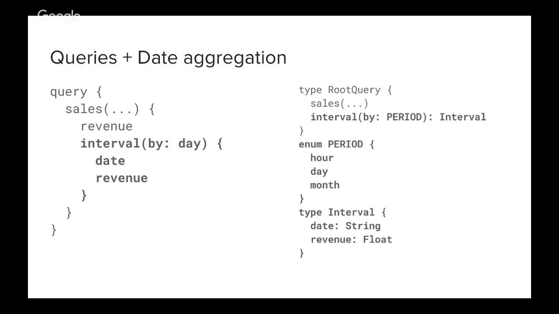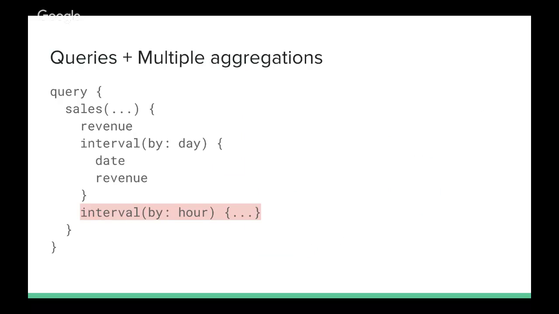So we've done that, but what if at this point we're getting daily sales revenue, and we wanted to do both daily and monthly sales revenue at the same time? A naive approach might be to just add another interval. We have one by day, let's add another by hour. But this isn't going to work because, if we recall, the response is a JSON object. We can't have two keys in an object with the same label. So how do we do this?